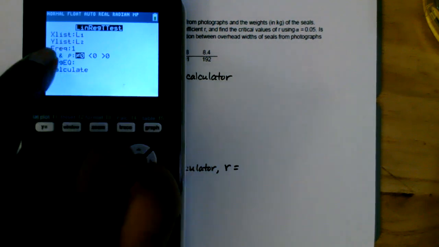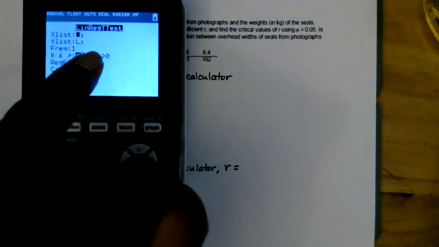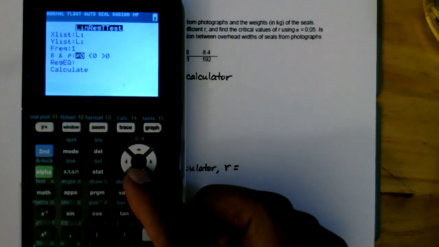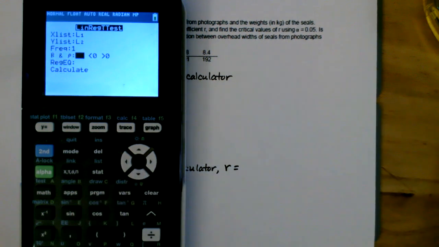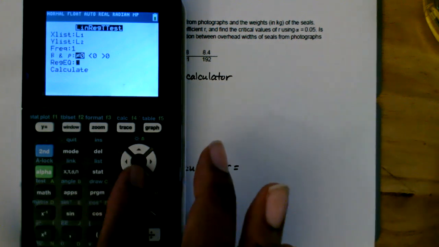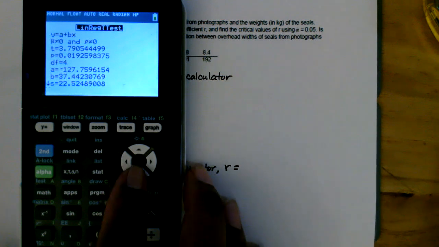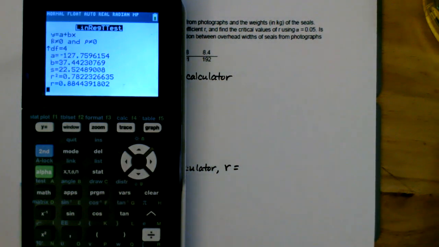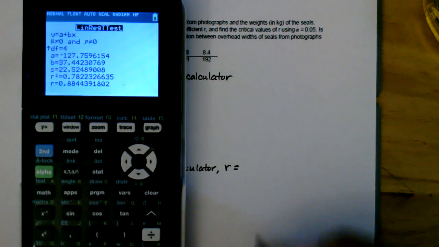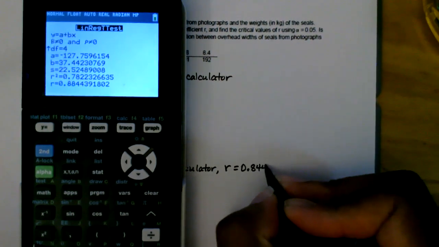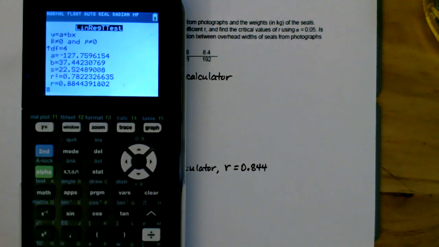X-list should still be L1, while Y-list should still be L2. Frequency is still going to be 1, not equal to 0 should always be highlighted based on the alternative hypothesis. Go down to calculate and then press enter. And use your down arrow key to find out what R is. To 3 decimal places, that would be 0.844. So that is your linear correlation coefficient, or your test statistic.